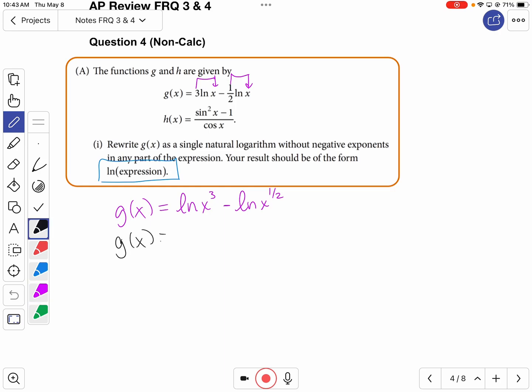What else could we do? We could divide them. We keep our one ln and we divide. Could I simplify that some more? Yes, we could use our exponent properties and simplify x to the 3rd over x to the 1/2. So g of x would equal the natural log of x to the 3 minus 1/2. Again, you've got no calculator here. We subtract the exponents, 3 minus 1/2.